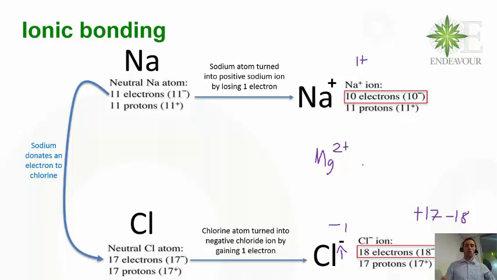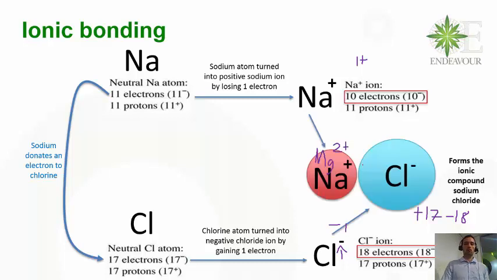So this just shows you how the number of subatomic particles shifts between the beginning, where they're in the atom form, and after they become the ions. So remember, they're no longer atoms anymore because they have different numbers of electrons and protons, which gives them an overall charge, which is a characteristic of an ion and not an atom.